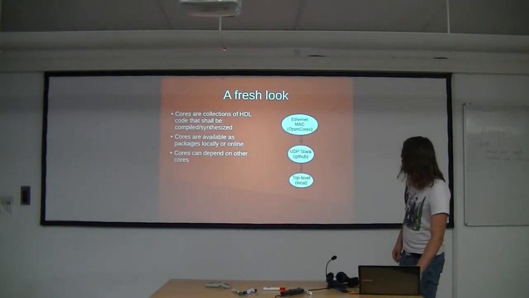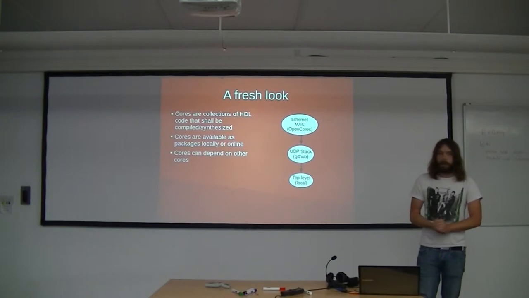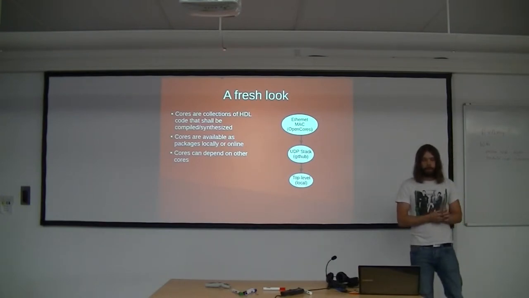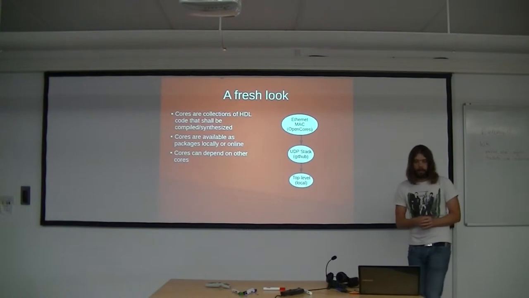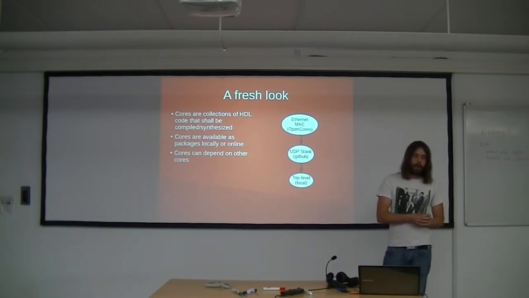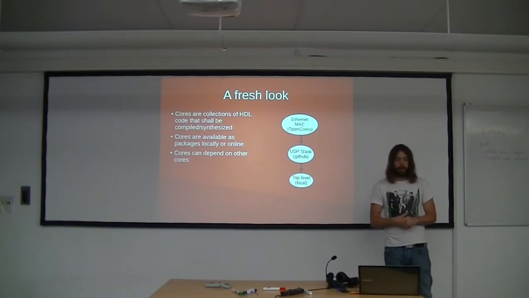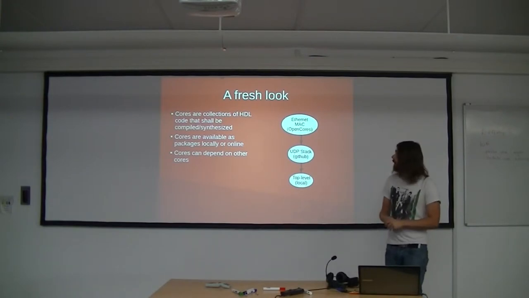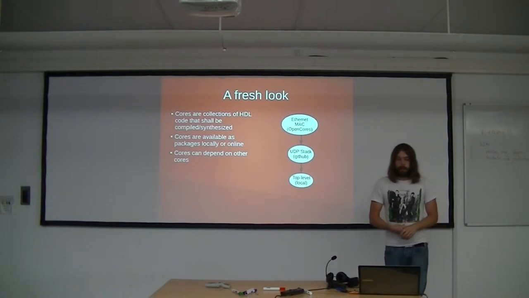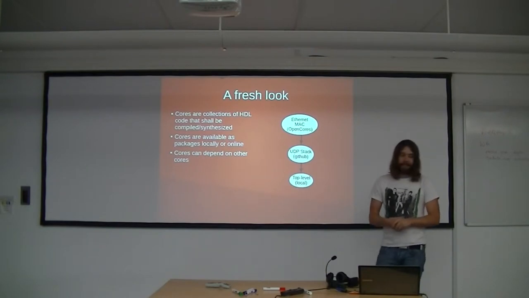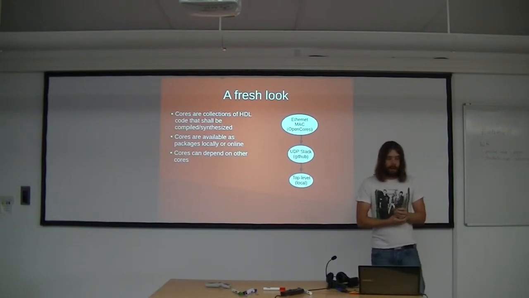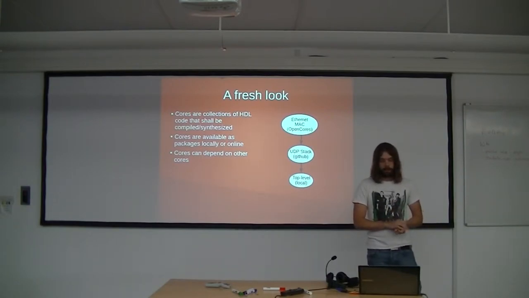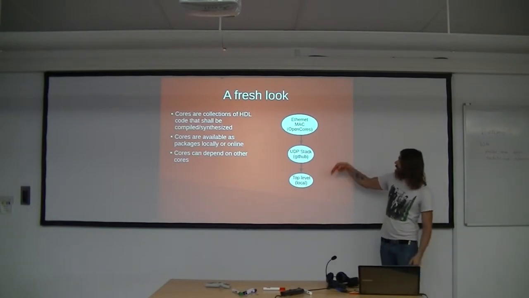So what's a core then? We say the cores are a collection of HDL code that can be synthesized or compiled. Cores are available as source code packages, either on your computer or online from, say, GitHub or OpenCores or any other place. And you have dependency between cores. So, for example, if you have an Ethernet Mac, back in this example, it itself could depend on some FIFOs, or it could depend on an RGMII interface. And the UDP stack depends in turn on the Ethernet Mac, and the top level depends on the UDP stack.